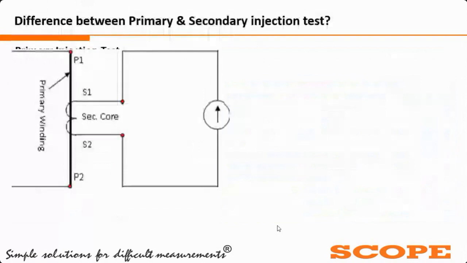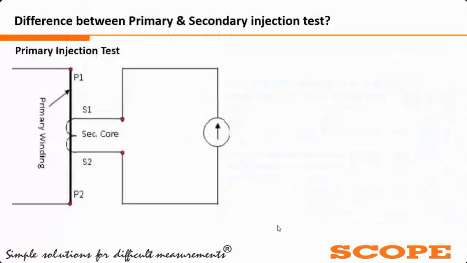Then one question in our mind is what is the difference between primary current and secondary current. As I said, in primary current injection of a current transformer we need to inject a rated current or 120% of rated current from the primary side of the current transformer, that is from points P1 and P2, and accordingly we will measure the CT secondary side current, that should be 1 ampere or 5 ampere.